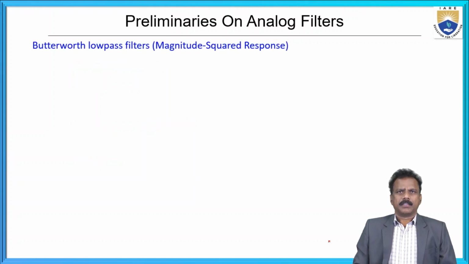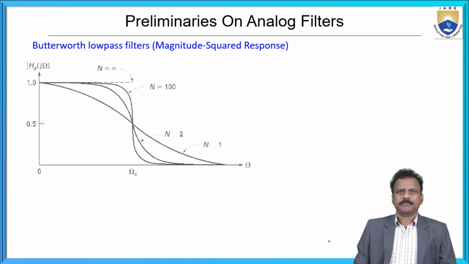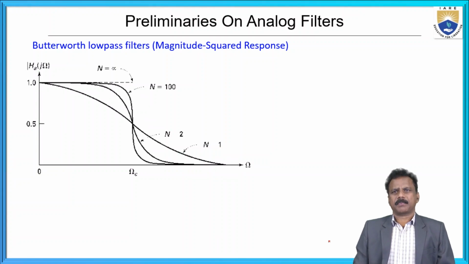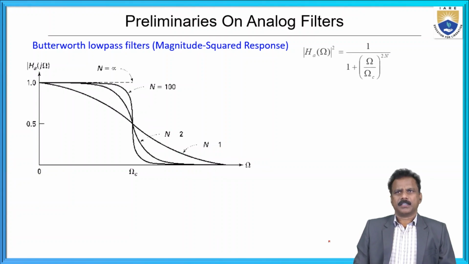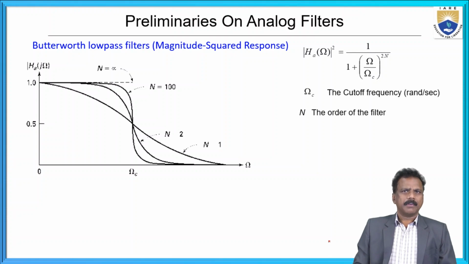Coming to them one by one, the Butterworth low pass filter magnitude squared response. What is the purpose of the Butterworth low pass filter? We try to measure the magnitude squared response we expect while using this type of analog filter. This is the expected response, and we'll verify it after designing. Here, Ha of omega squared is equal to 1 by 1 plus (omega by omega c) power 2n.